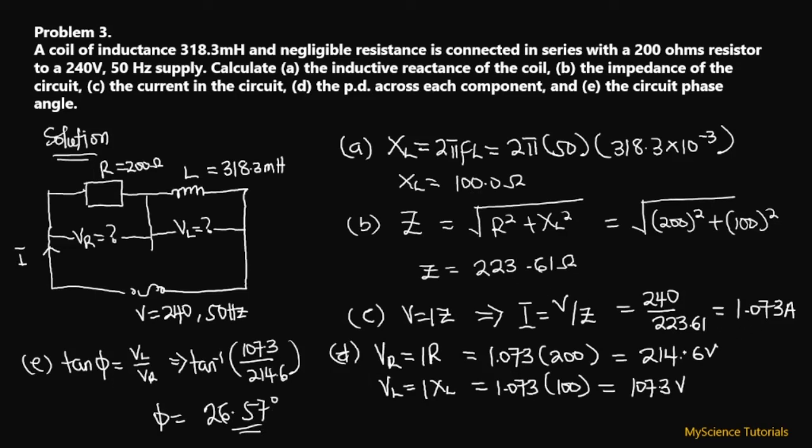All right, so this is our phase angle, this is our inductive reactance, this is our impedance, this is our current, and these are our potential differences across the various components, that is the resistor and the inductance.